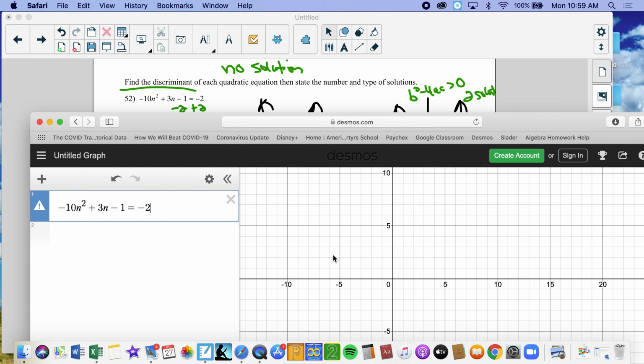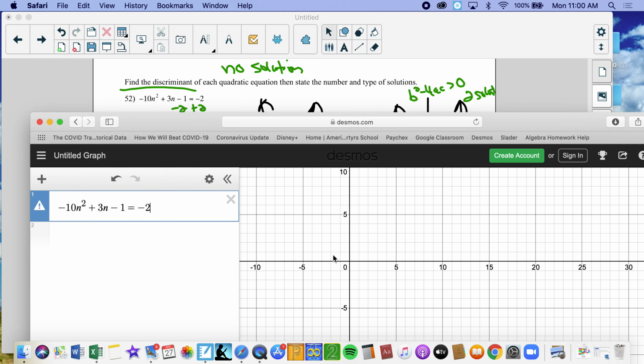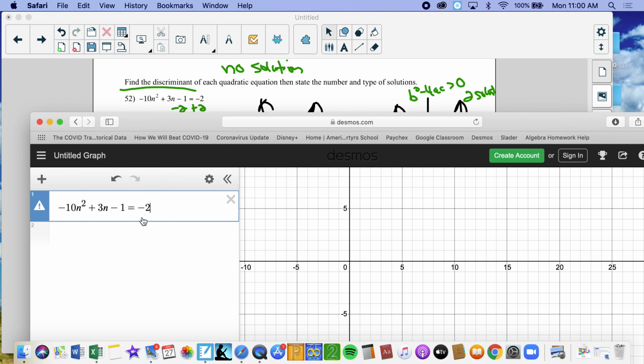Uh-oh. What's the matter? Did I not do that right? Minus 1 equals -2. No, let's move it over. Oh, I have no y. Sorry. So let's move it over. That becomes +1. And let's equal y. Sorry, we need a variable. And let's make that x and x. Oh, darn it.